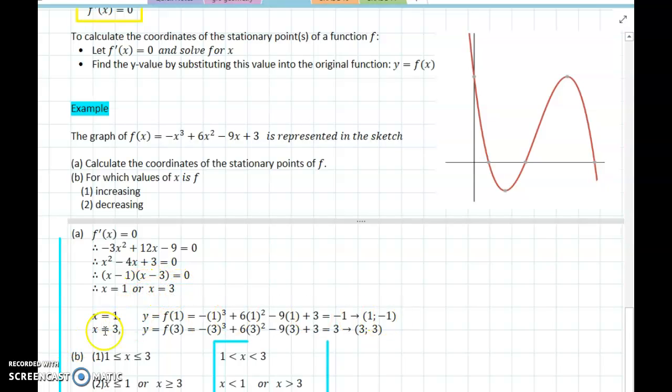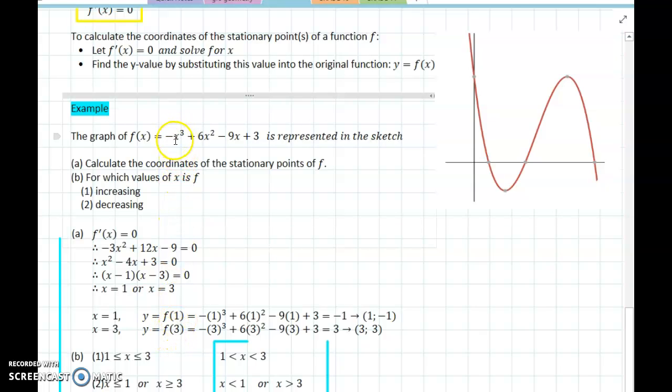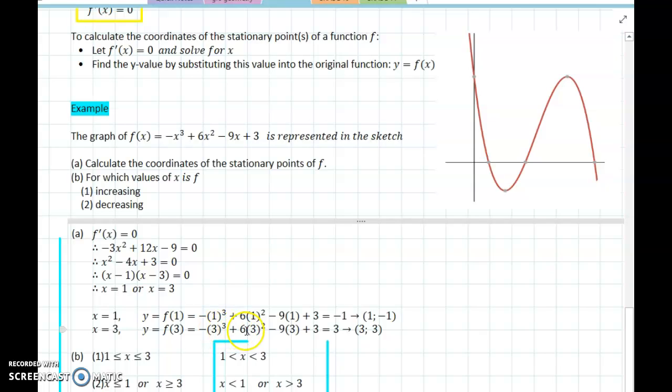Now do the other one, x equal to 3, substitute into y. So you're going to replace x with 3. Wherever you see an x, you substitute the value 3. Substitute into the f of x. You get an answer of 3. So my other stationary point is x is 3 and y is 3. So in other words, here's my one stationary point. The coordinates is 1 and minus 1. The other stationary point is x is 3 and y is 3.